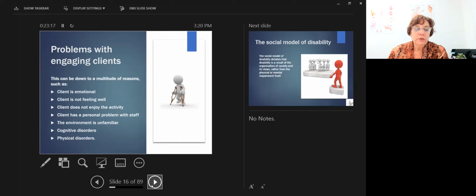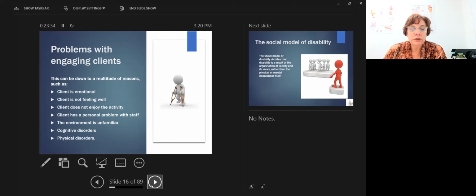And when there's an unfamiliar environment, some people, especially people with cognitive disabilities, really find it hard when things are unfamiliar, when things are out of the ordinary. So we have to bear that in mind.